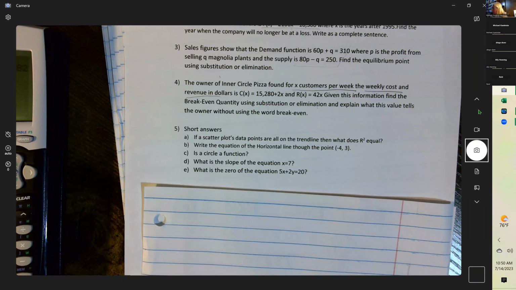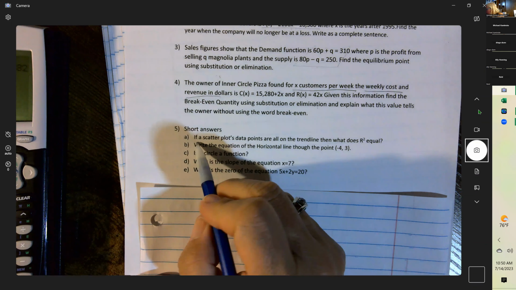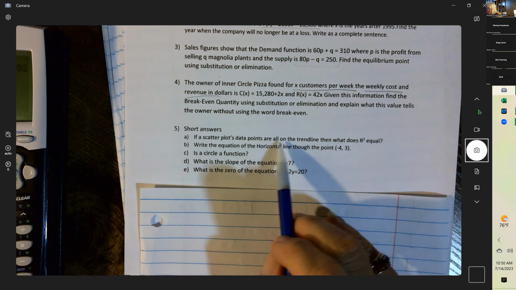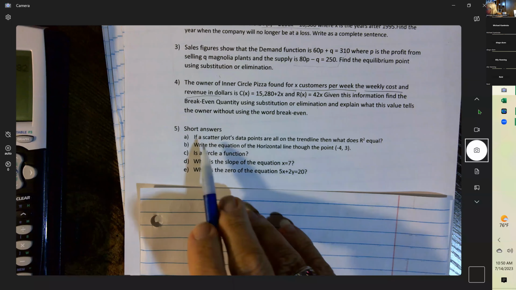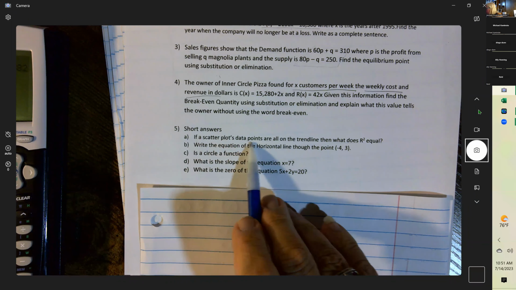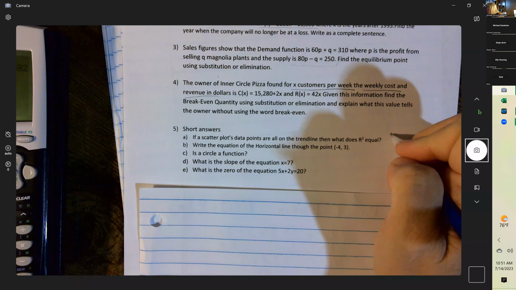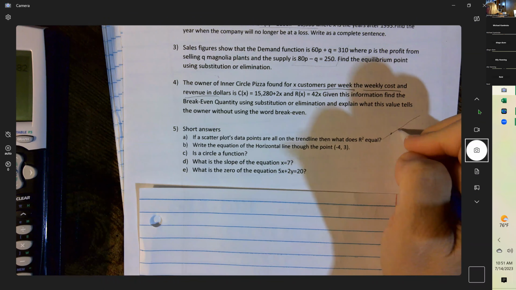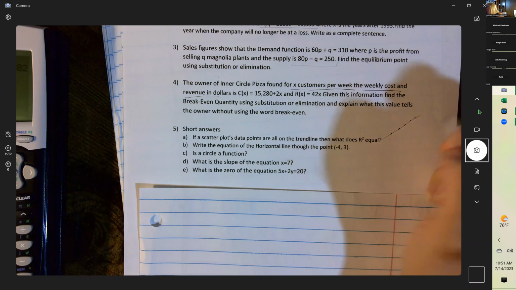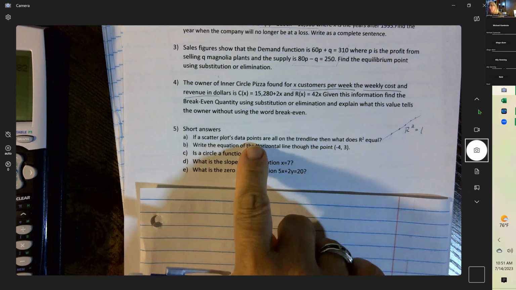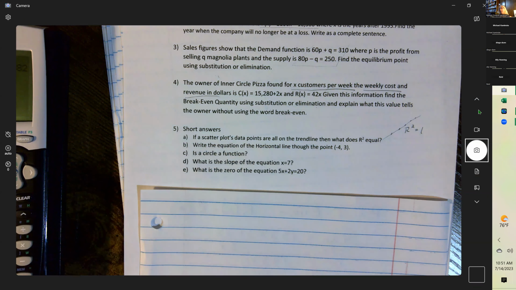Okay, these ones I broke up. This one I didn't put on there because I forgot to put it on my math lab. It deals with the scatter plot, and we talked about it, but if the scatter plot's data points are all on a trend line, R squared is 1. So if you have a trend line and all your points land on it, your R squared is 1. But I took that section out because most of it's going to be with your project. So that one's not on there.